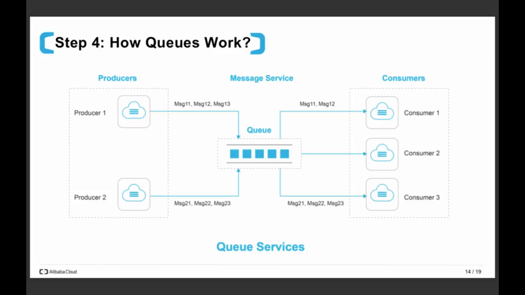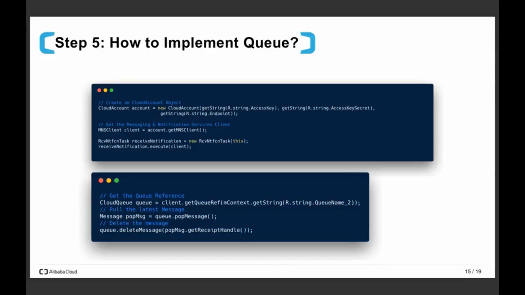Whenever you create a queue and start working on it, you can think of it this way. The messages will be sent and the consumers will receive the messages. So how does it work in code? This is a sample of Android code. I use a Java SDK to implement this queue service. I'll create a cloud account object, which will have your access key, secret and endpoint, and then you get an instance of the MNS client, and then I created a small task, receive notifications.